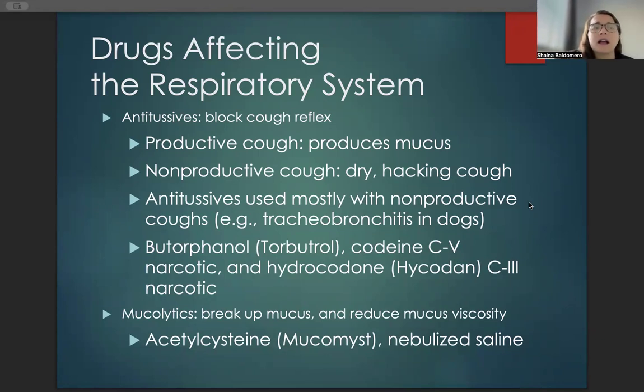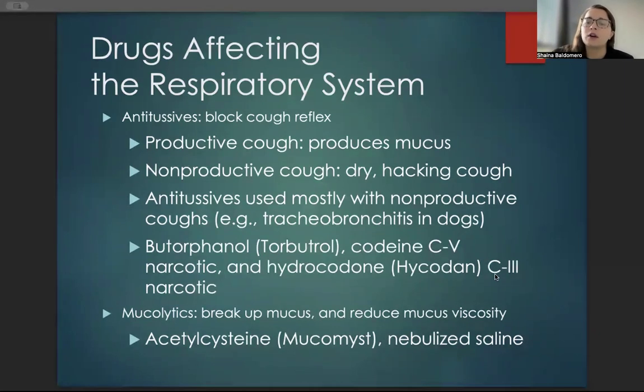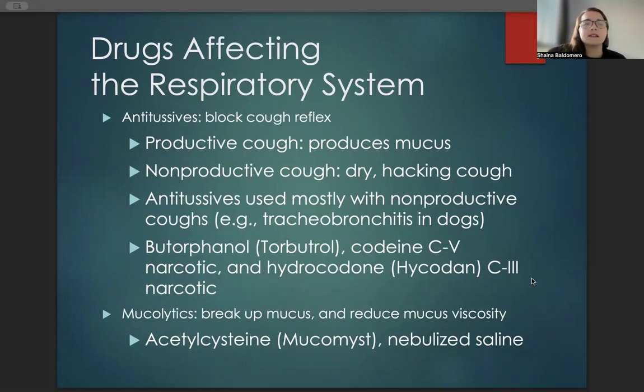So those medications fall into, when you see this C5 or C3, that's talking about class 5 or class 3. There are five classes of controlled substances. Class 1 being the most dangerous or the highest abuse potential. Class 5 being the least dangerous, the lowest abuse potential, but still has abuse potential, which is why it's on that controlled substance list.